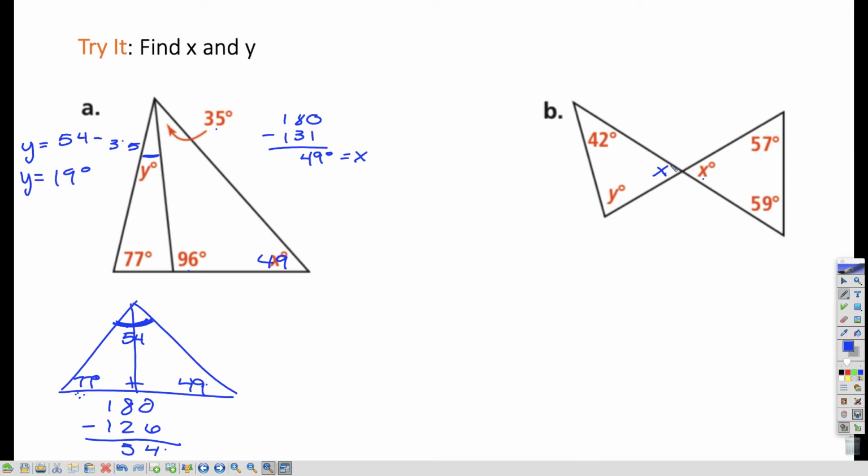Nah, I just forgot what to do. Okay, wait, after you get both x's, do you do 64 plus 42 and then subtract that from 180? I don't even know what we're doing. Please don't go anywhere until I actually get this right. How'd you get 131 on the other one? Part A. Here. This is 35 plus 96.